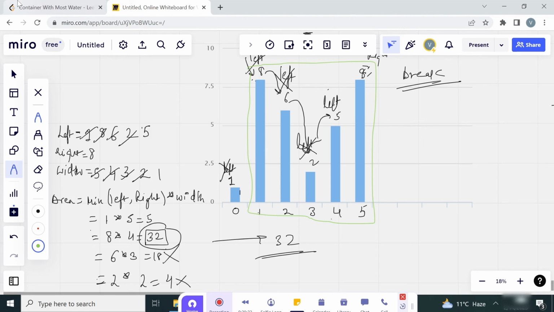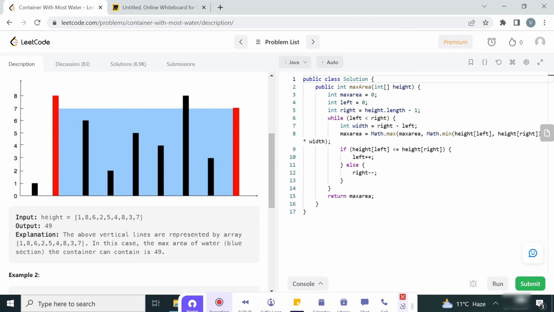So let's see the code part of it. We have our max area initialized as 0. We have initialized our left pointer pointing to the line at index 0 and the right pointer pointing to the last line. And while left is less than right, we'll first calculate the width between the right line and the left line, and then calculate the maximum area.